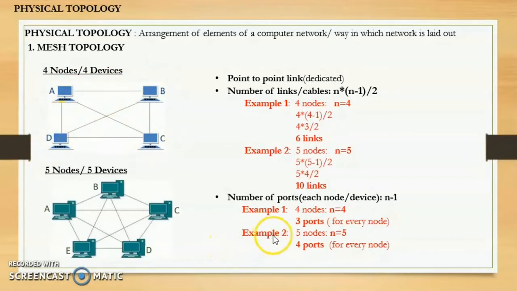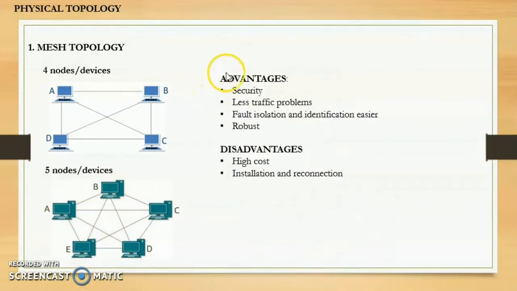Next, let us take another example. If there are 5 devices, the number of nodes will be 5. So if there are 5 nodes, the n value will be 5, which means that there will be 4 ports required for every node. So in this figure, we can see that all these devices A, B, C, D and E have 4 ports each. Next, let us discuss some of the advantages of mesh topology.